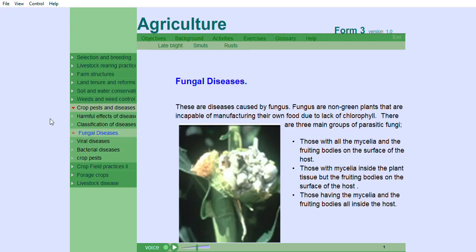Fungal diseases. These are diseases caused by fungus. Fungi are non-green plants that are incapable of manufacturing their own food due to lack of chlorophyll. There are three main groups of parasitic fungi: those with all the mycelia and the fruiting bodies on the surface of the host, those with mycelia inside the plant tissue but the fruiting bodies on the surface of the host, and those having the mycelia and the fruiting bodies all inside the host.